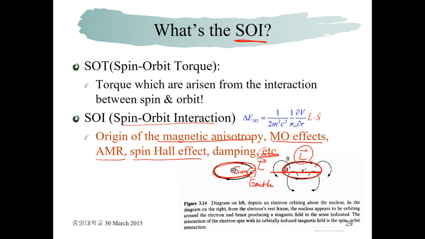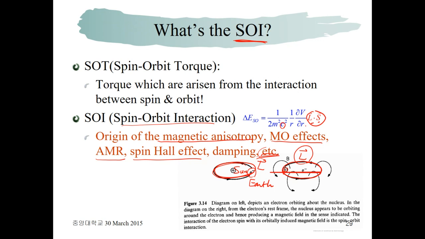Okay, so that means this term plays like an effective field on the electron. So we have an interaction between L and S. L is the orbital and S is the spin. So that's what we call spin-orbit coupling. And as you see here, we have the speed of light, so that means this effect is a relativistic effect.